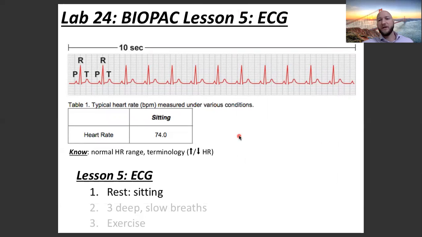So now let's get back really into what we were doing with lab. So we were seeing that the ECG changes in lesson 5 while sitting compared to taking 3 deep, slow breaths compared to exercise. So before we jump into this, how do you think the ECG is going to change with sitting? How do you think it's going to change with 3 deep, slow breaths? And how do you think it's going to change with exercise? What parts are going to change specifically? What parts of the ECG? Is there going to be any change at all?